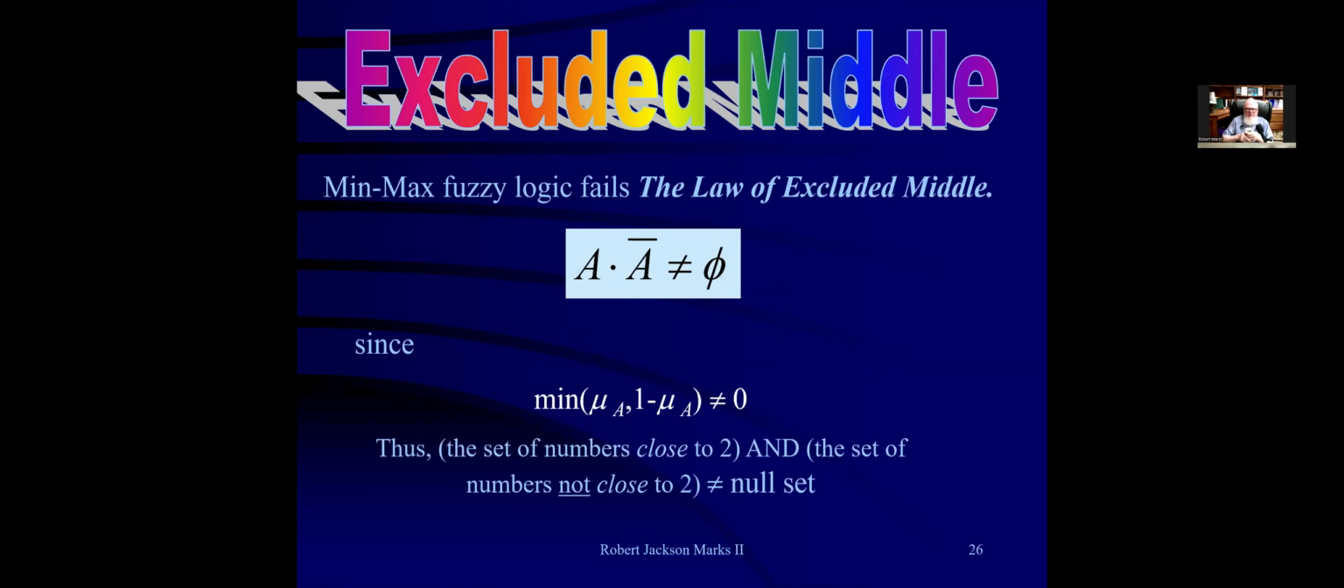The law of excluded middle says that if you take a set, now this is a Boolean set, and you AND it with its complement, you always get the null set, right? You always get the null set. Well, it doesn't apply for fuzzy logic. If you take a fuzzy membership function and you apply the law of excluded middle and you do the intersection of A with its complement, you do not get zero. And zero is the membership function of the null set. So if you have a null set, its membership function is zero.